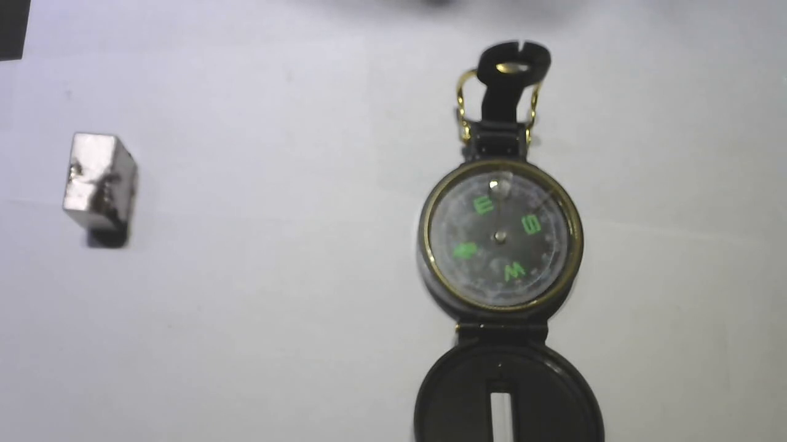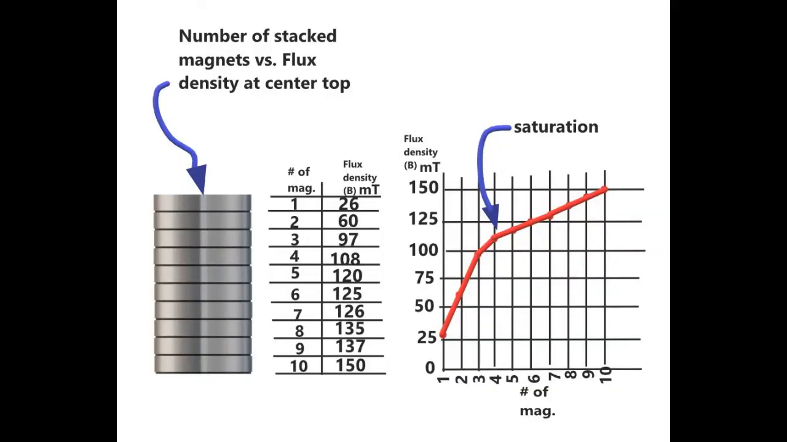Here I will show you what happens when we start adding magnets together in series. And this will vary, of course, a little bit depending on the type of magnets used. As you can see, we have one magnet with 25 millitesla, two magnets stacked is 60 millitesla, approximately double, three stacked is 97 millitesla, approximately 3 times. When additional magnets are added, a smaller increase occurs because the material reaches its saturation point.